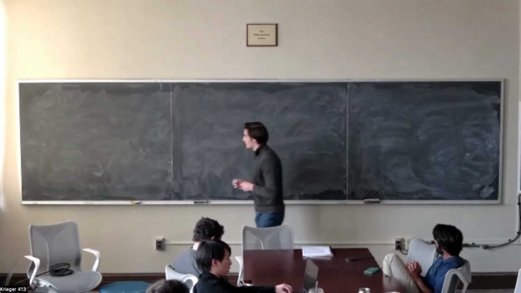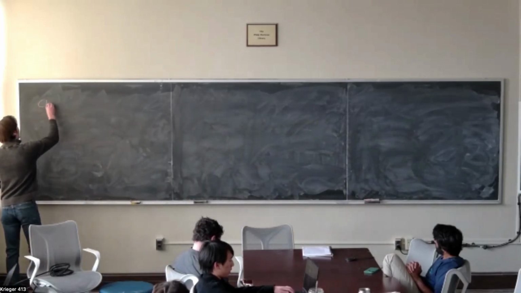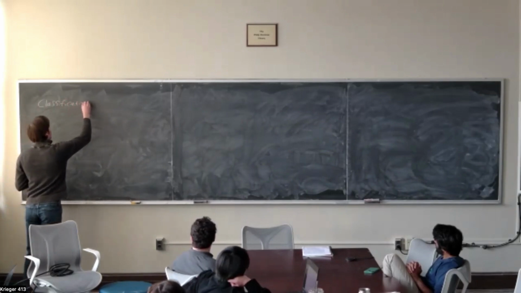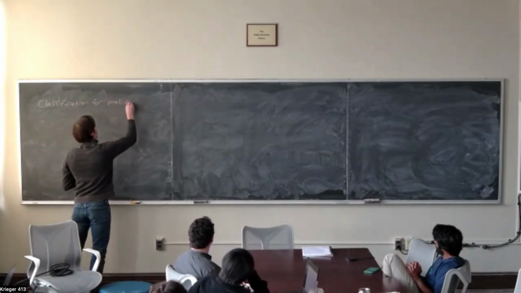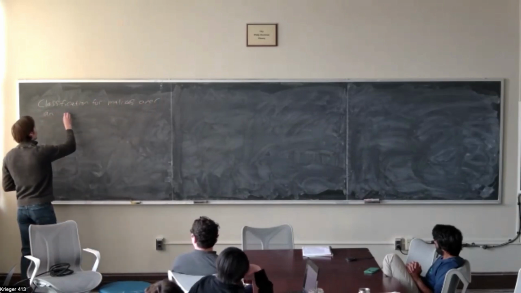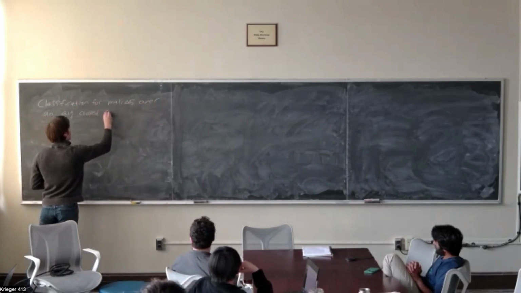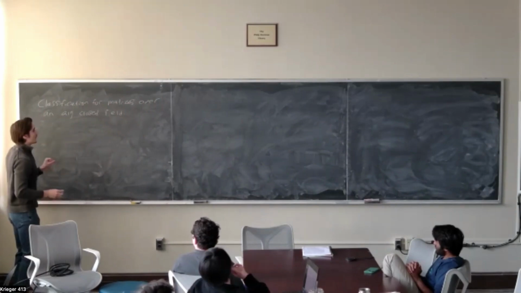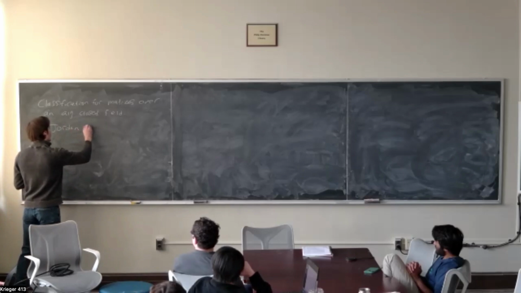So I'll give an example from linear algebra to illustrate this. I'll call this the classification for matrices over an algebraically closed field. Okay, so this is a strange way to write this. What this is, of course, is just the Jordan form.